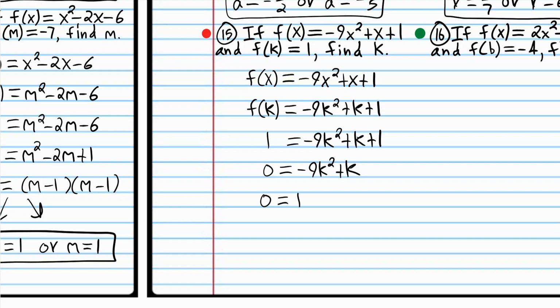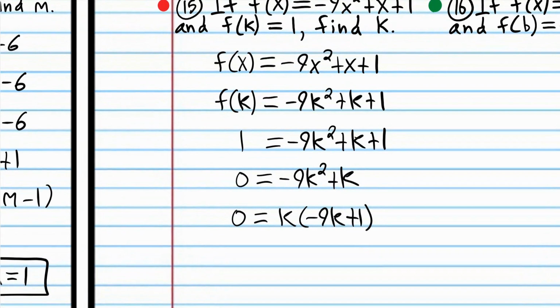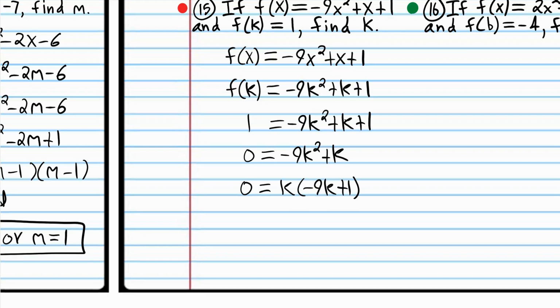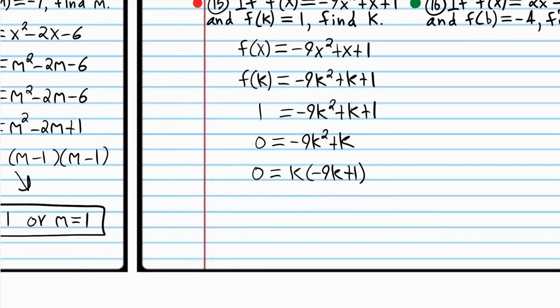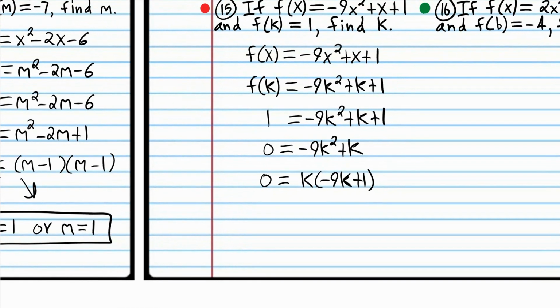What we want to do is factor out the GCF, the greatest common factor. So I factored out k, and the reason that works is because if we go backwards using the distribution rule, k times negative 9k is negative 9k squared, and k times 1 is k. So factoring is just the opposite of the distribution property. But typically students don't like that. They don't want to factor things. But in this problem, it's the best method for finding the solution.